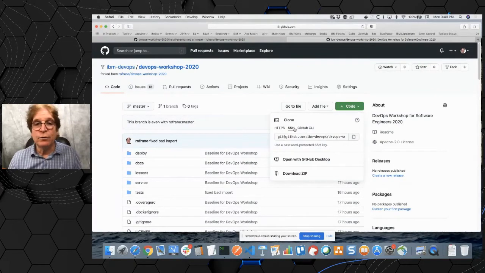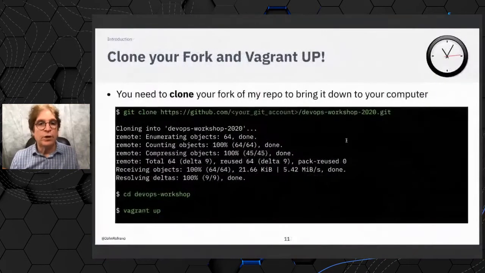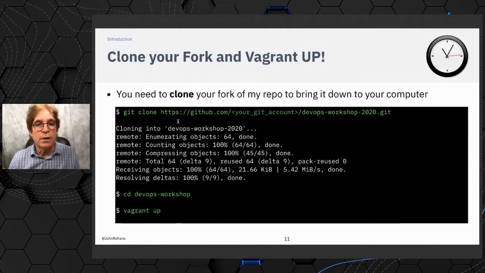And then if you have SSH keys, you use SSH. If you don't have SSH keys, you could click on HTTPS. I use SSH keys. And then you just click on the little thing that copies it to your clipboard, and then you can cut and paste. What you want to do is say git clone, paste, whichever one you copied. And then that will clone it down to your workstation.